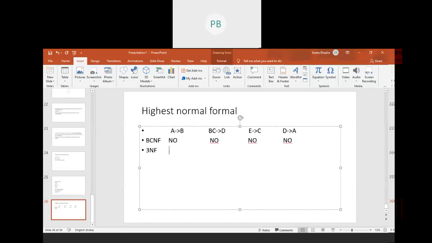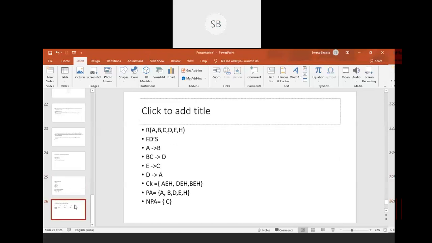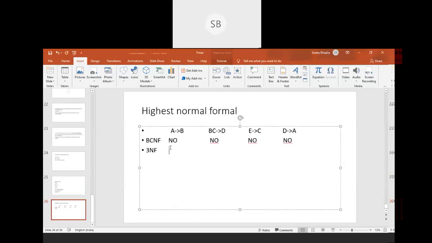See, the right hand side is not a candidate key, but what about B? Is it a prime attribute? Yes. So it will be in third NF. What about this one? Yes. And this one? No.